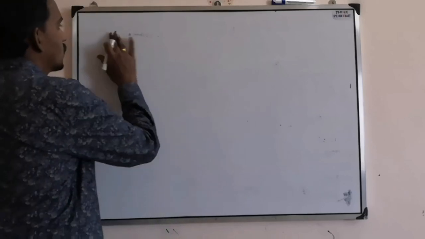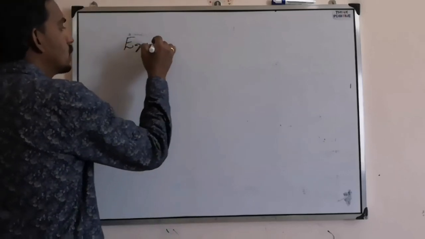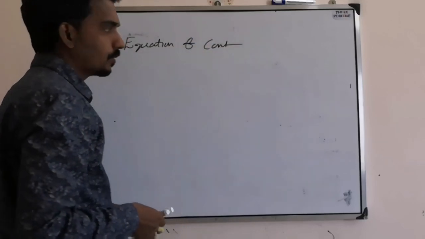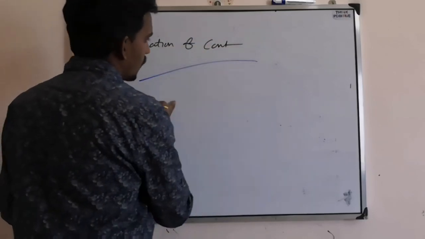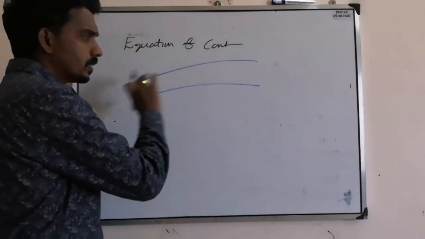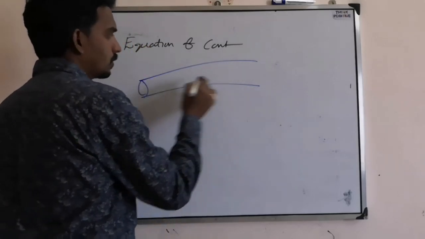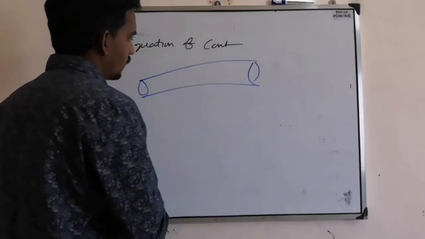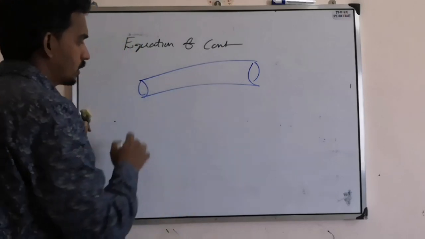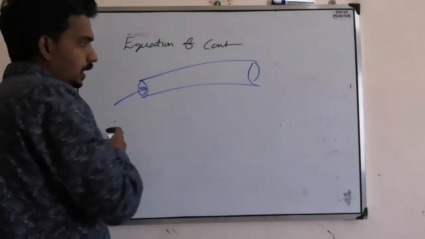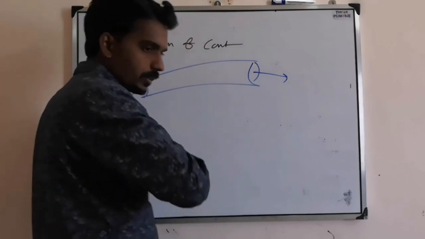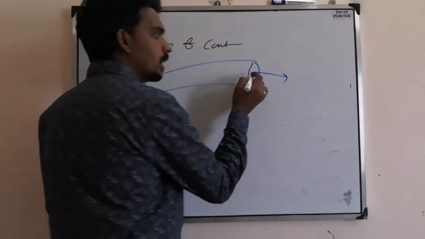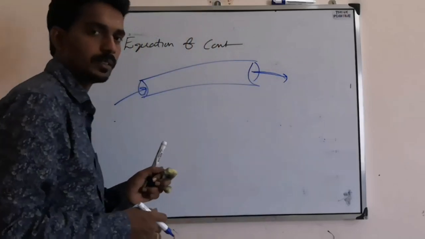So what is the equation of continuity? Based on the equation of continuity, questions can come. If there is a pipe that is not uniform, where the cross section keeps changing everywhere, then the equation of continuity says the amount of liquid that enters is the amount of liquid that comes out. In 1 second, if 1 liter entered, in the same 1 second 1 liter will go out.